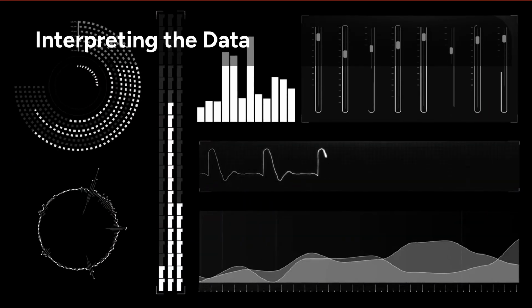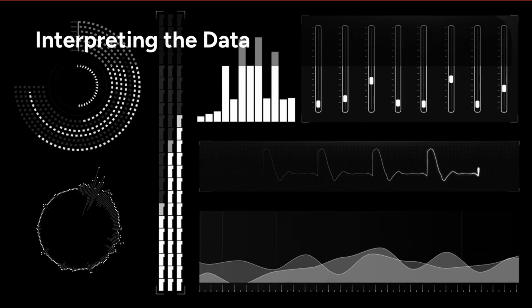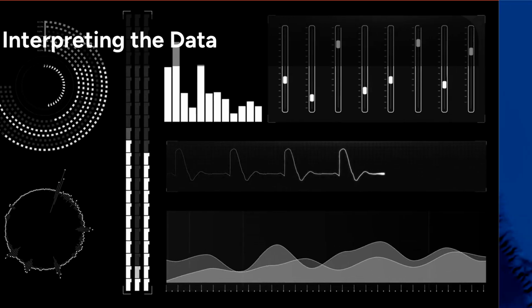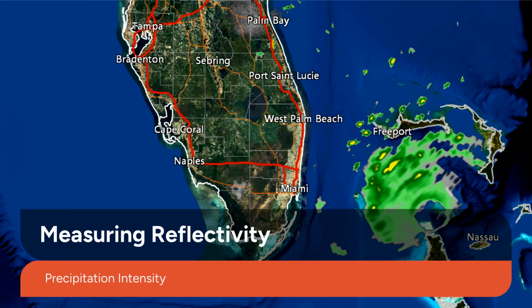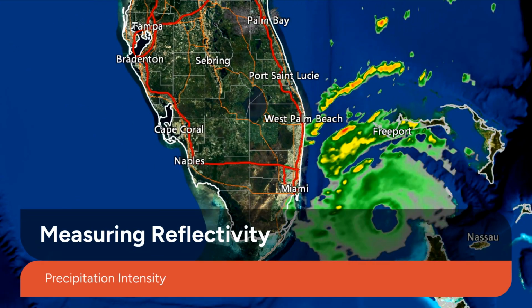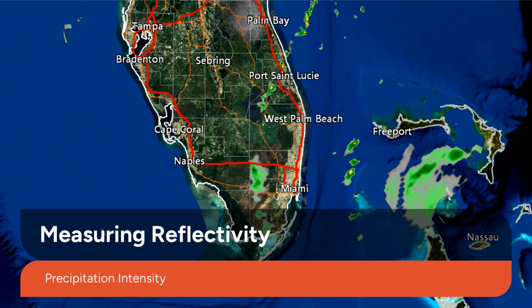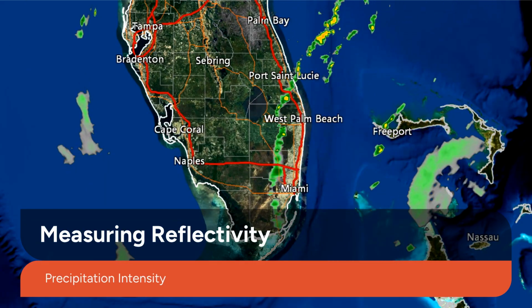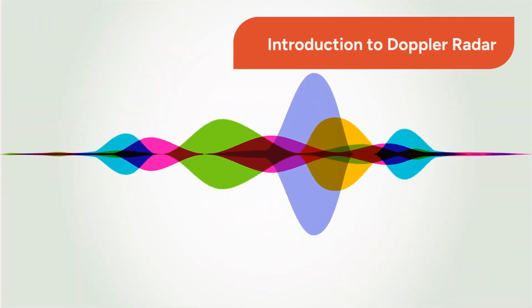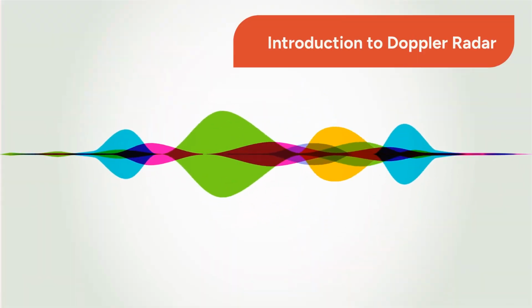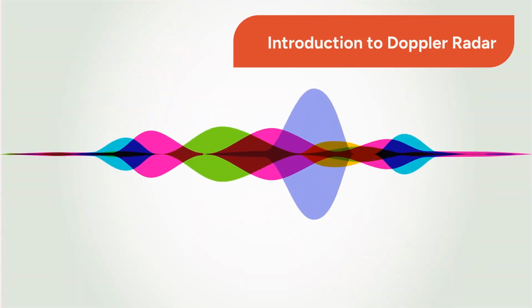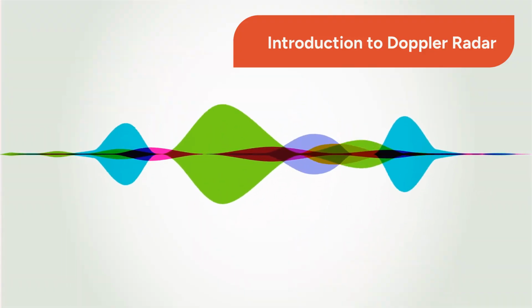The data collected from the echoes is complex, but the radar system processes it into meaningful measurements that meteorologists can use. One of the most common measurements is reflectivity, which is the intensity of the returned echo. Stronger echoes mean heavier precipitation, which is how weather maps show different colors for rain intensity. While traditional radar measures location and intensity, most modern weather radars utilize the Doppler effect to measure movement, leading to what we call Doppler radar.